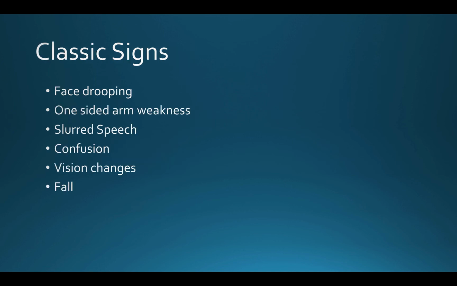Signs of stroke: facial drooping, one-sided arm weakness, slurred speech, confusion, vision changes, falls, really common things that can happen with stroke. So if you're reading a case, trying to answer a question, and you see some of these symptoms, it definitely might be indicative of a stroke rather than a drug side effect. The odds that a drug side effect is causing one-sided arm weakness are pretty rare. It's probably more of a medical thing causing a stroke.